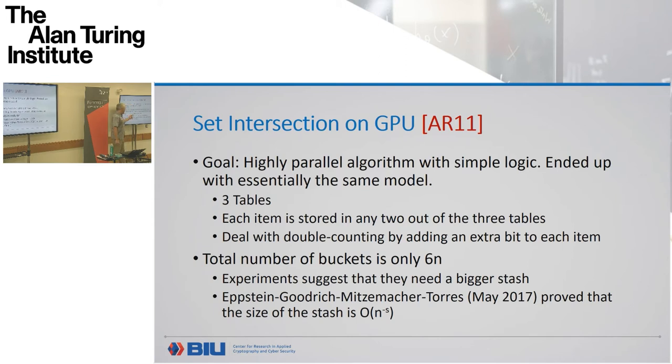The total number of buckets is only 6n, not 8n like us. They didn't have an analysis. There's a new work of Epstein, Goodrich, Mitzenmacher, and Torres, which analyzes stashes of this size, but experimentally it seemed to behave worse than ours for the size of the stash, which really matters, and they didn't care about constants here. So asymptotically 6n and not 8n, but experimentally the stash seems to cause problems here.